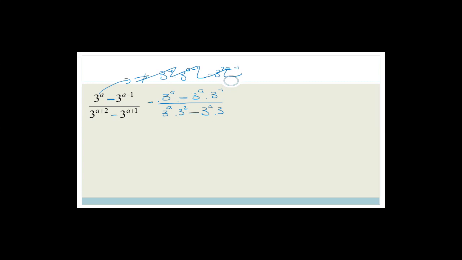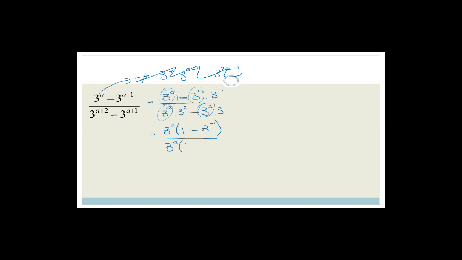Do you see that, yeah, we've got a 3 to the a. So we can actually take out a common factor of 3 to the a at the top and 3 to the a at the bottom. So the top is going to be 3 to the a. What are we left with? We're left with 1 minus 3 to the negative 1. I'm taking out a common factor of 3 to the a, and you're left with 1 minus 3 to the negative 1. All over, I'm going to take out another common factor, 3 to the a.